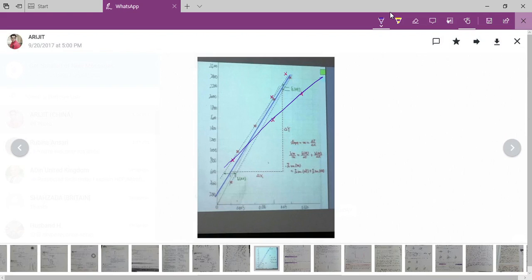Understand? Yes, I understand that idea. Now they are talking about slope. I explained slope to you: slope equals up upon across.